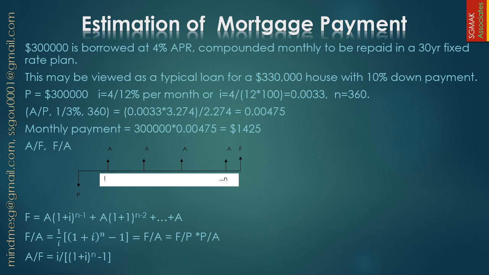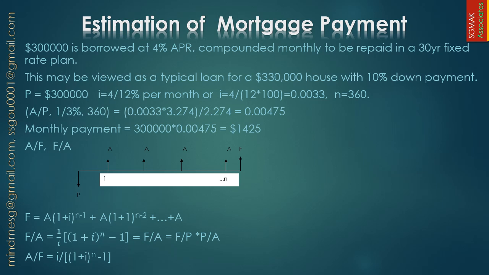In this case, what we're interested in is to find A given P. What's my annuity payment? What's given is in the denominator, and what you try to find out is in the numerator. So factor A over P at 1/3% and 360 payments. I have just computed it at 1/3% because there's no table for 1/3%. So you go back to the equation and plug in values for I and N. This number is 0.00475. So the monthly payment is $1,425.